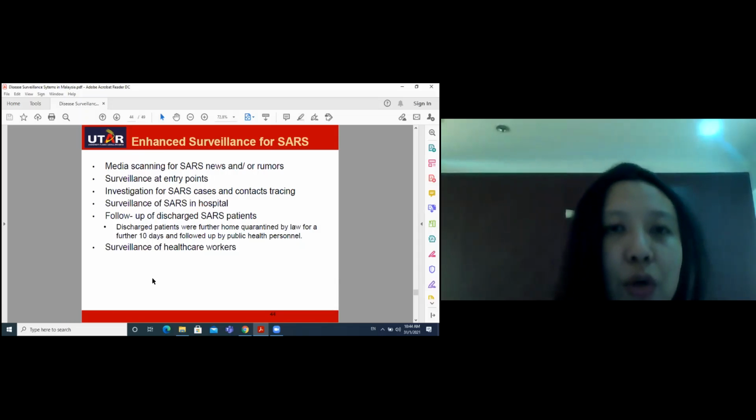So there is also enhanced surveillance for SARS here. They will have media scanning or surveillance at any entry points, okay? And of course, we have contact tracing in the hospital as well, and also follow-up of discharged SARS patients. And finally, the healthcare workers here.